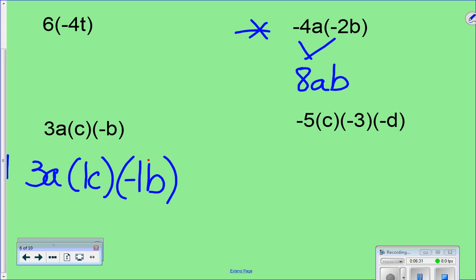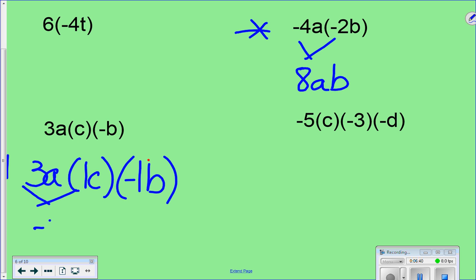Now, what you do is you worry about your numbers and then your letters. So 3 times 1 is 3, times negative 1 is negative 3, and then A, C, B. And usually they have them in alphabetical order. But is A, C, B the same as B, A, C? It's the same as A, B, C. It's the same, just if you're multiplying. Yes, you're right. Commutative property of multiplication. It doesn't matter. You can move them everywhere you want. Nice job.